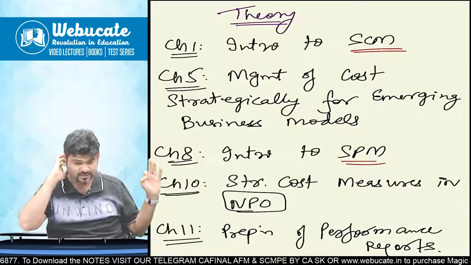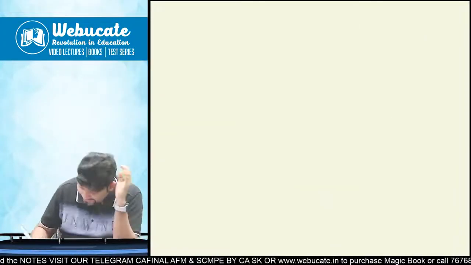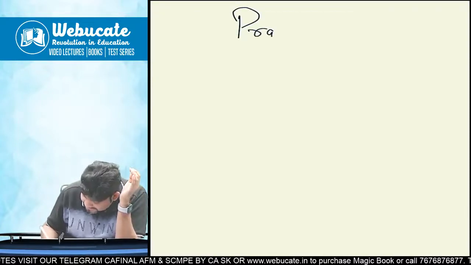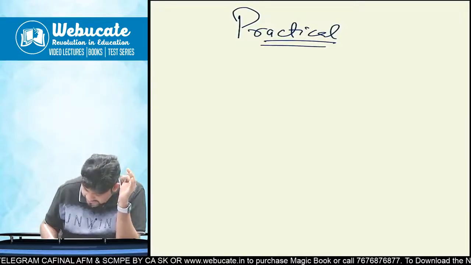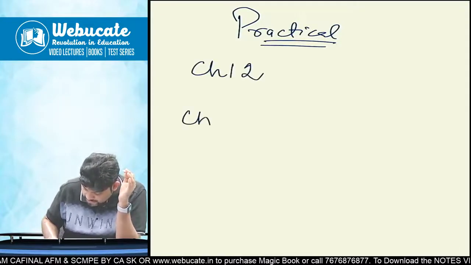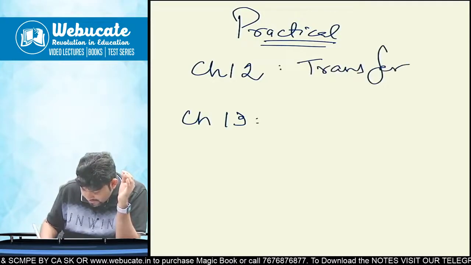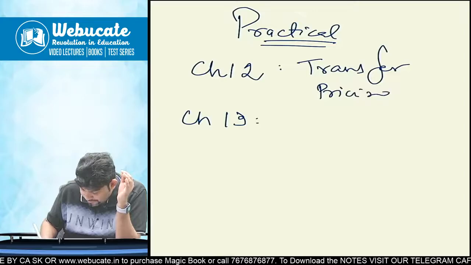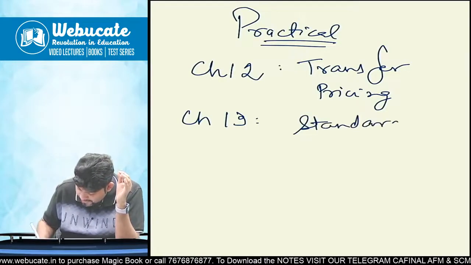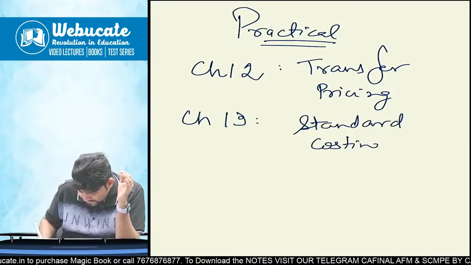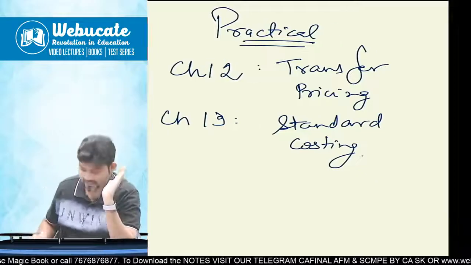Hardly any practical questions are going to be asked from these chapters. Then we move on to our next theme, which is exclusively practical chapters. They are exclusively going to be chapter 12 and chapter 13. What is chapter 12? It is going to be transfer pricing. What is going to be chapter 13? It is going to be standard costing. So these are the two chapters which are only based on practical things.